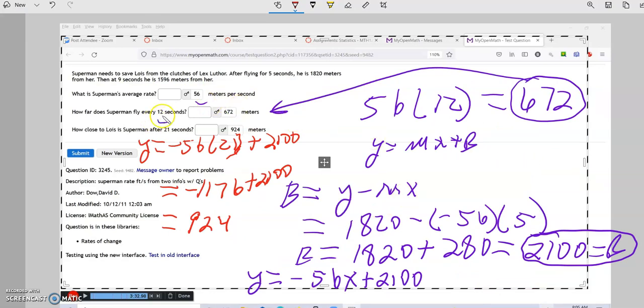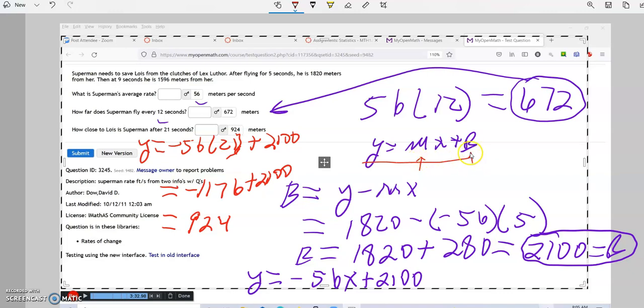So the second thing is that every 12 seconds, well, if it's 56 meters per second, just multiply 56 times 12, and you get 672. Okay, that's pretty easy. All right, the last one is, again, the tricky part. The equation of a line is y equals mx plus b, right? So I know the slope, which is negative 56. What I don't know is the y-intercept, which is b.